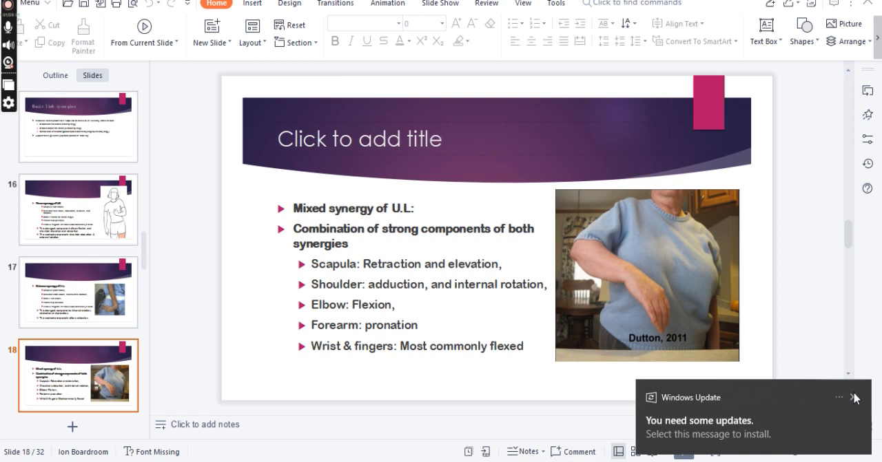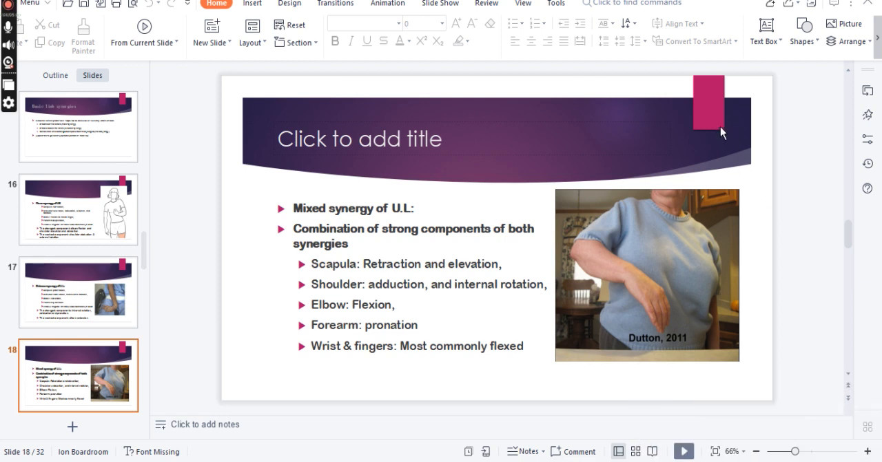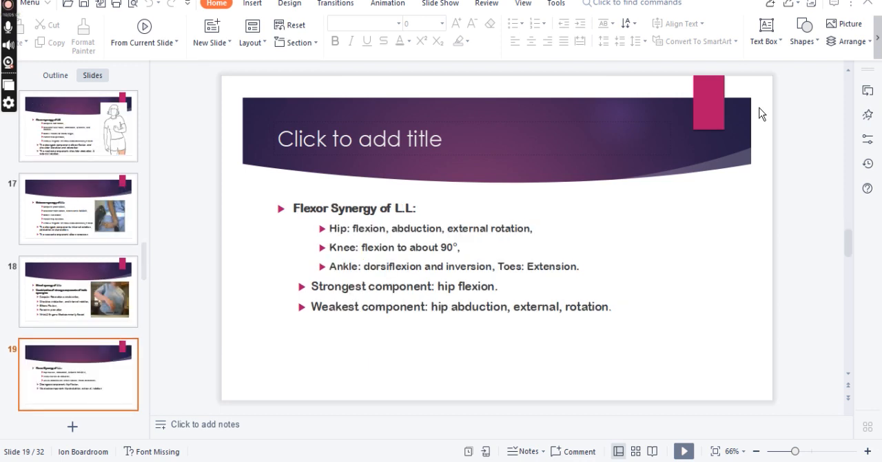What is the mixed synergy of upper limb? It is a combination of strong components of both synergies. The easy way to remember it is to make mnemonics.